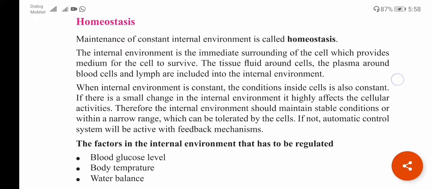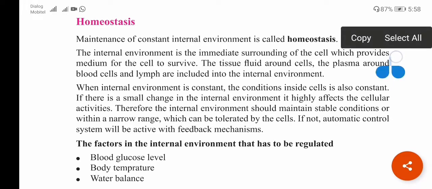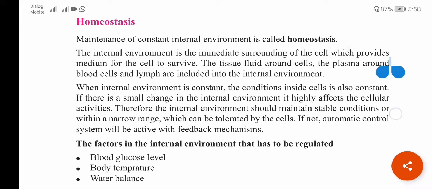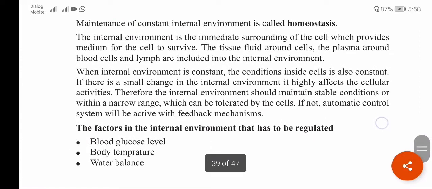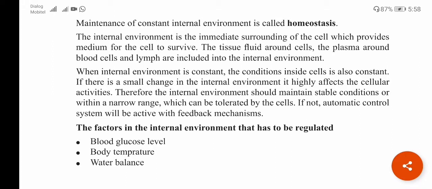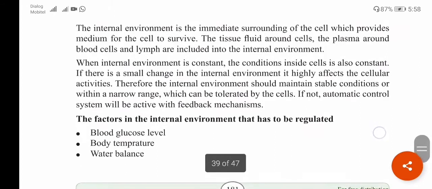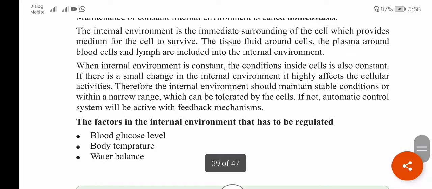What do you mean by internal environment? Internal environment means the immediate surrounding of the cell. The immediate surrounding of the cell is known as the internal environment, which provides the medium for the cell to survive. Examples are the tissue fluid around the cells, the plasma around the blood cells, and the lymph, which are included as the internal environment.